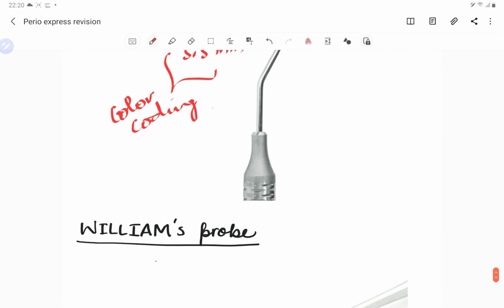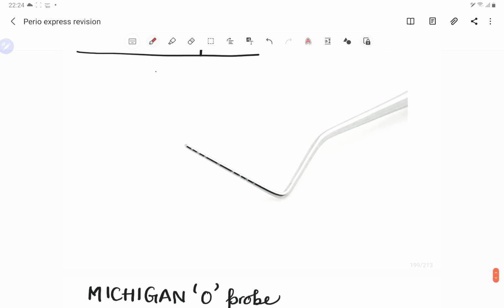Next one, guys, is our most favorite, the Williams probe. The markings in the Williams probe are 1, 2, 3. Now you can see that 4 is absent, and then 5, then you can see that 6 is absent. So the 4 and 6 markings are absent in the Williams probe. Then there is 7, 8, 9 and 10. So there are up to 10 markings.